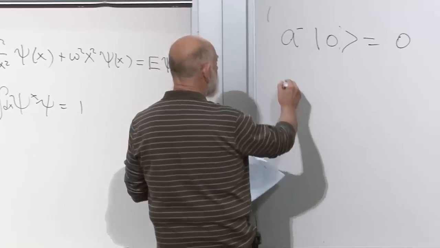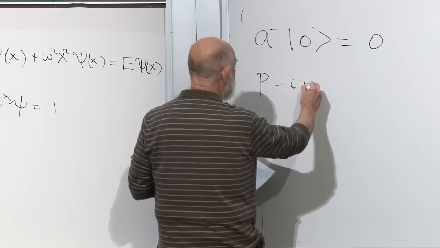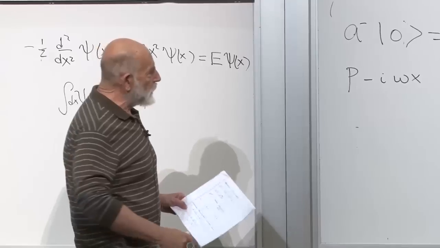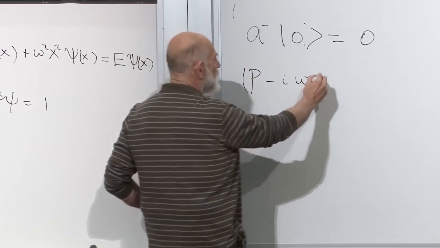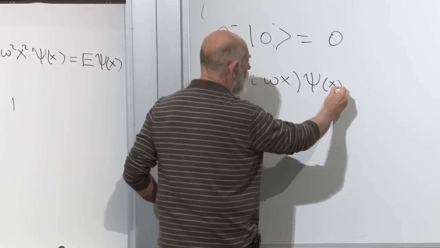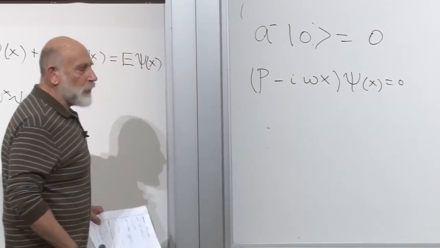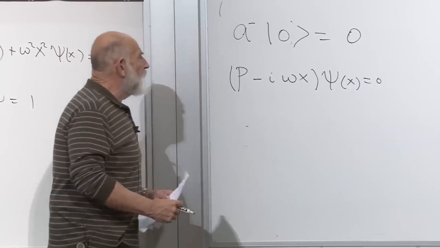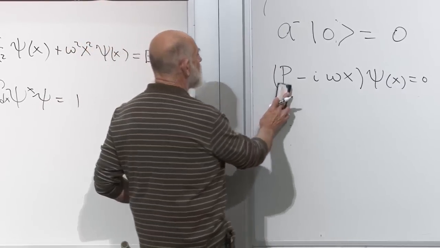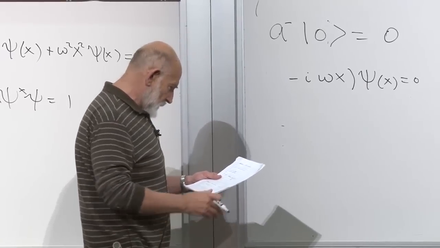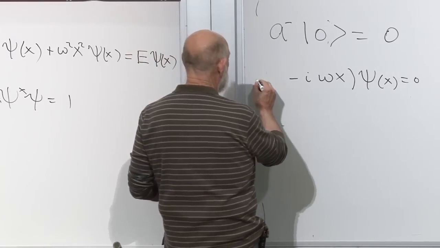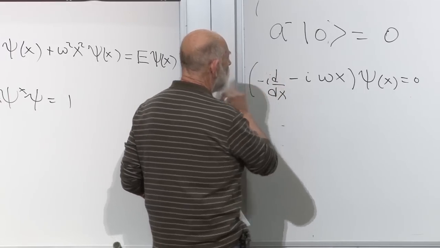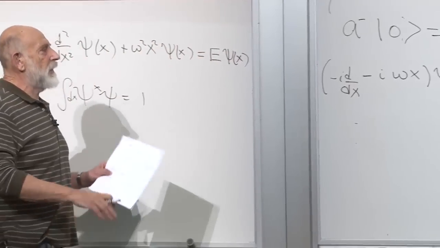A minus is proportional to p minus i omega x. Now, there are some factors in the denominator there, but we don't care about them because we're just going to write that this times psi of x equals 0. And numerical factors like square roots of omega don't matter in this equation. Just multiply through by them. And now remember what p is. P is minus i d by dx. Minus i d by dx minus i omega x times psi of x equals 0.